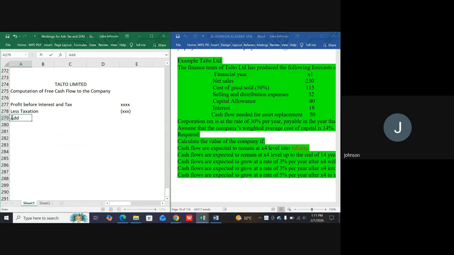So you add the non-cash item, which in most cases is your depreciation. So which is, let's say, depreciation in bracket. Depreciation. So in most times it's going to be depreciation. Then you're going to have it here. You're adding back, so you're adding your depreciation.